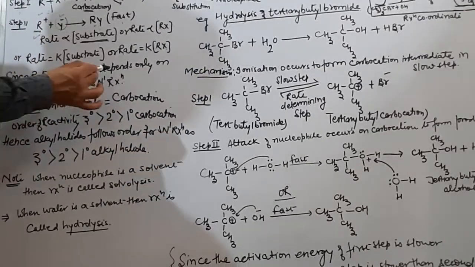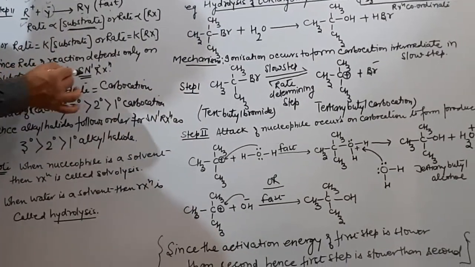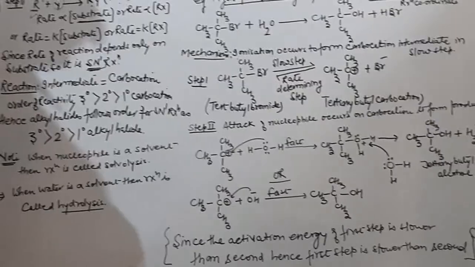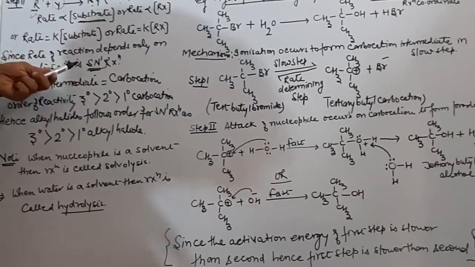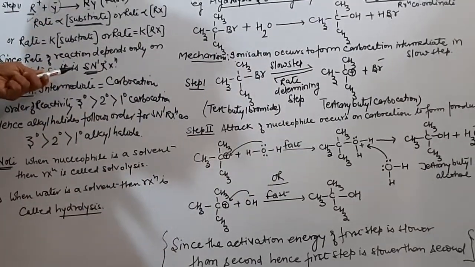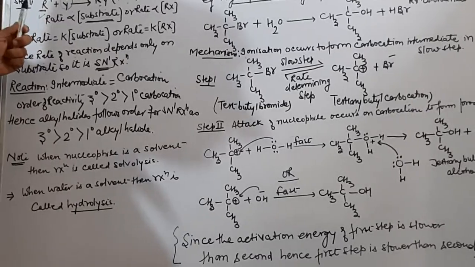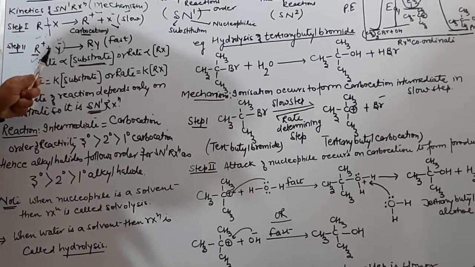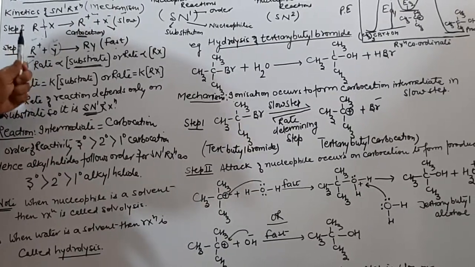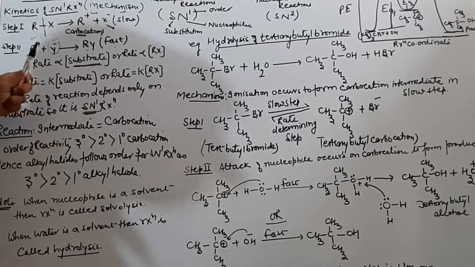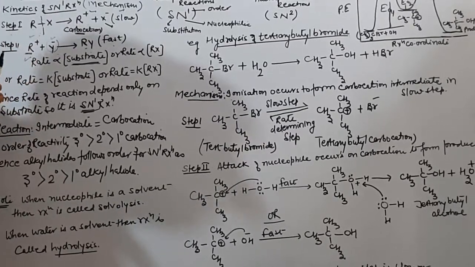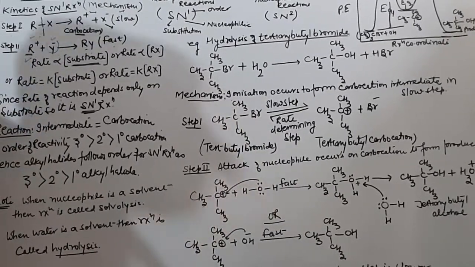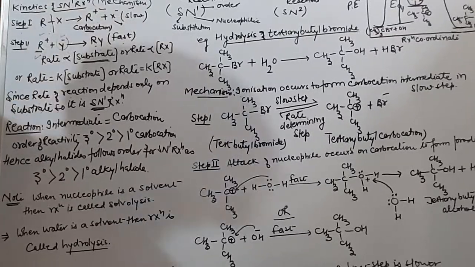Since the rate of a reaction depends only on the substrate, that is why we call it an SN1 reaction, or first order nucleophilic substitution reaction. So what is the reaction intermediate in the SN1 reaction? It will be a carbocation. Whatever question is asked on first order reactions, you must remember it will be based on the stability of a carbocation.